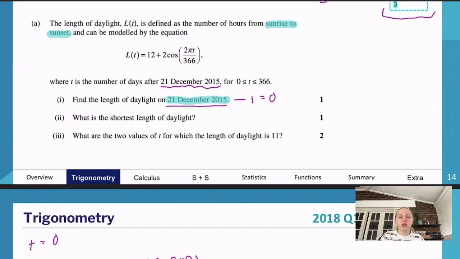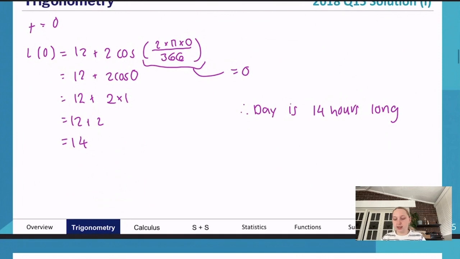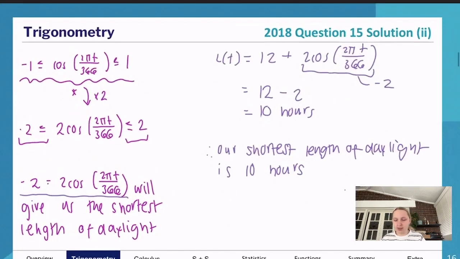Right, so with these questions, when they're asking about what is the shortest length of daylight, they're asking for an actual thing, so you do want to be giving, not really a sentence, but a worded answer at the end, like, therefore the day is 14 hours long, or, therefore the shortest length of daylight is 10 hours, and actually write that out rather than leaving it here.